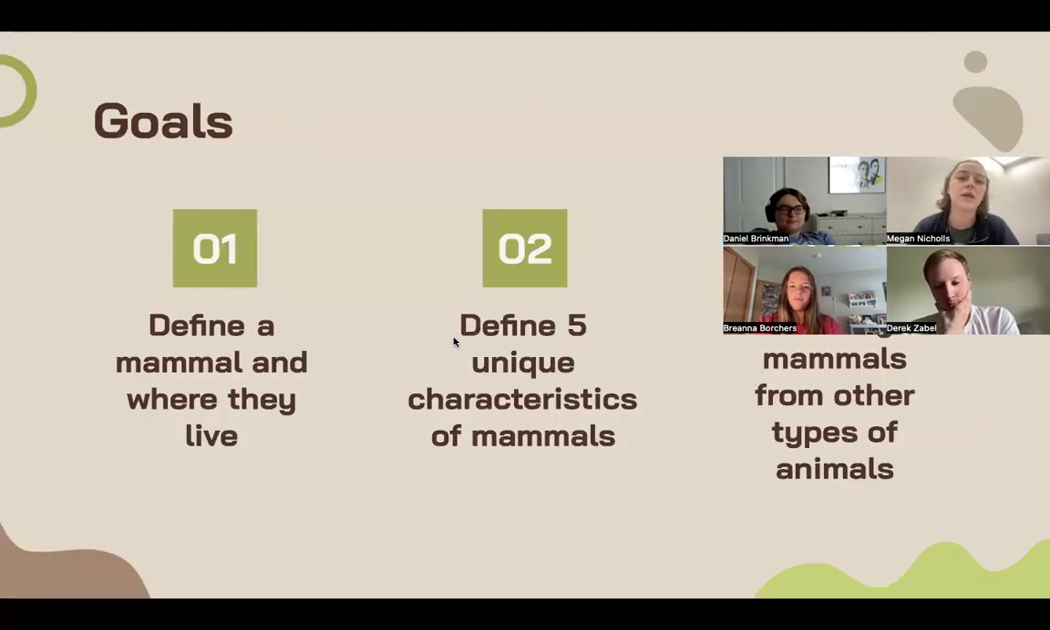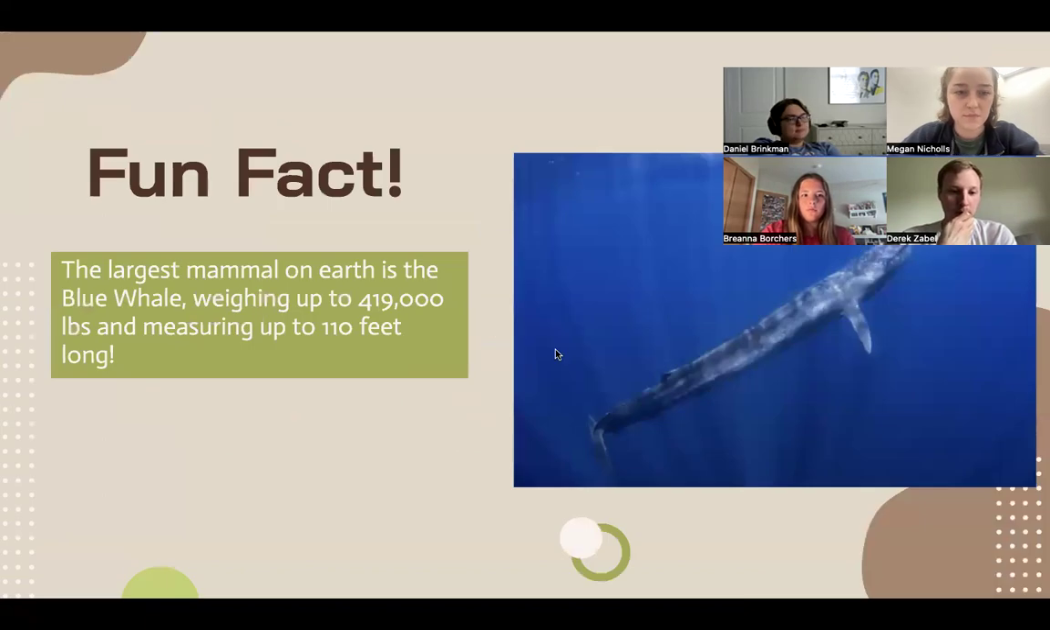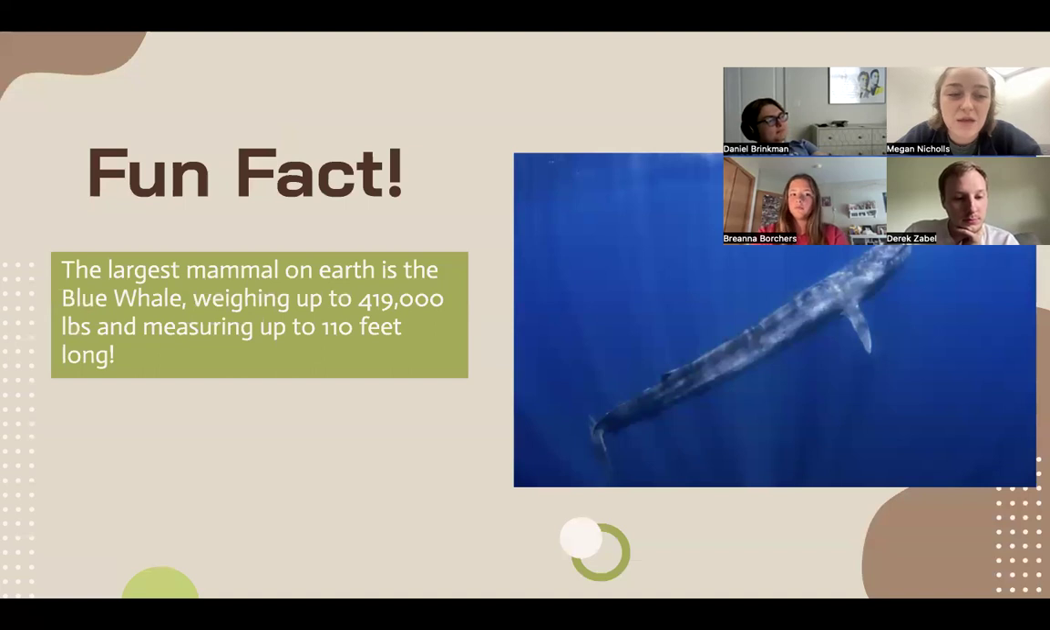All right, so now let's talk about what we're gonna do today. By the end of today, you guys will be able to define a mammal and where they live, define 5 unique characteristics of mammals, and then be able to identify mammals from other types of animals. All right, and a quick fun fact before we get started. The largest mammal on Earth is the blue whale, weighing up to 419,000 pounds and measuring up to 110 feet long.